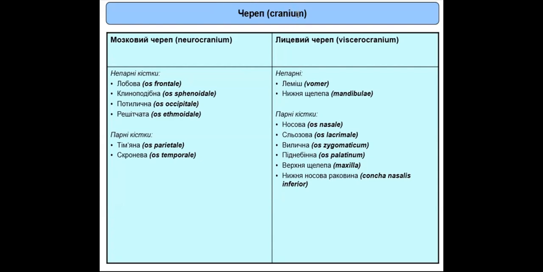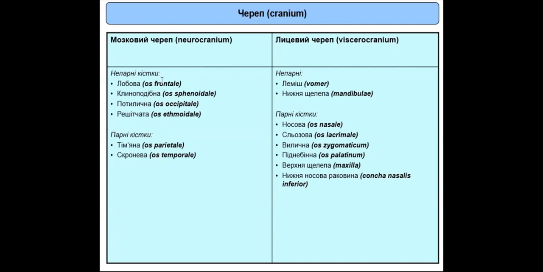Cranium in Latin language, and two parts of the cranium. It's the neurocranium and the visceral cranium. First of all, it's very good if you remember a very important moment. In the neurocranium and visceral cranium there are paired and unpaired bones.